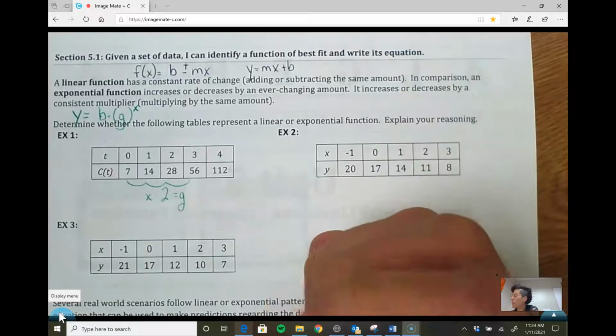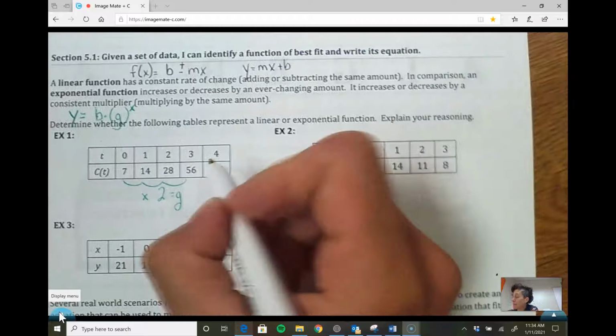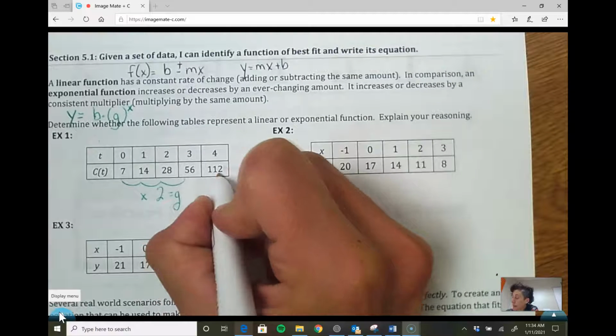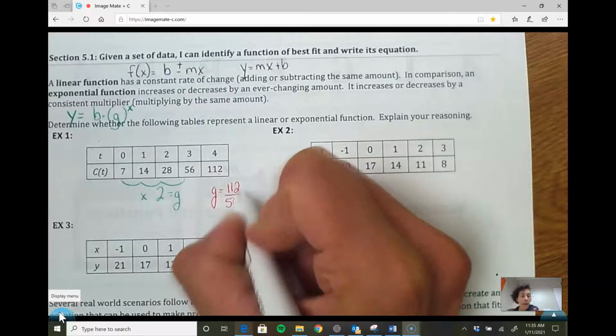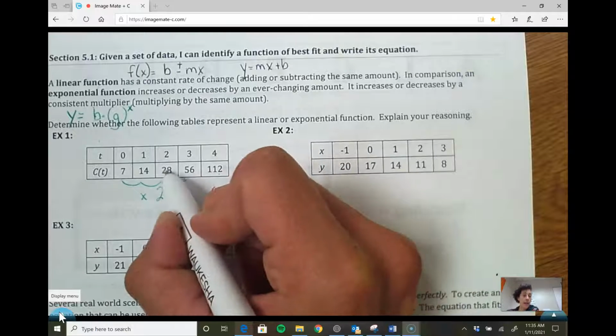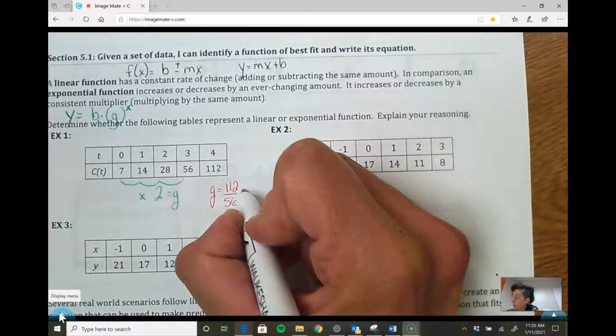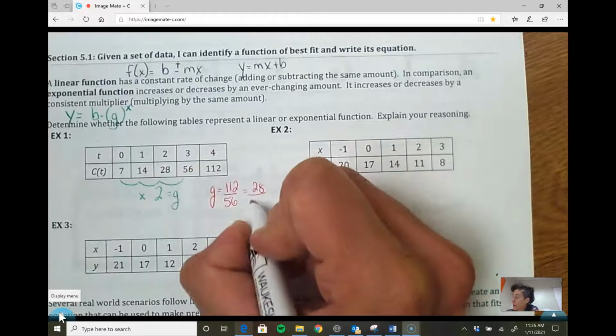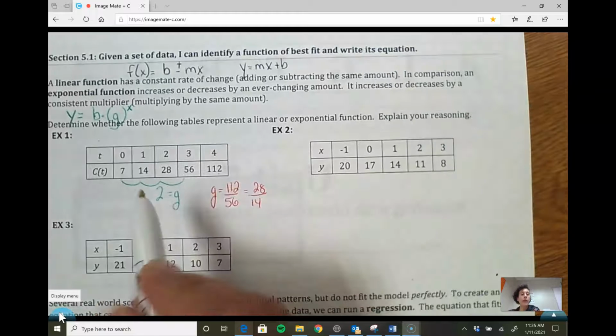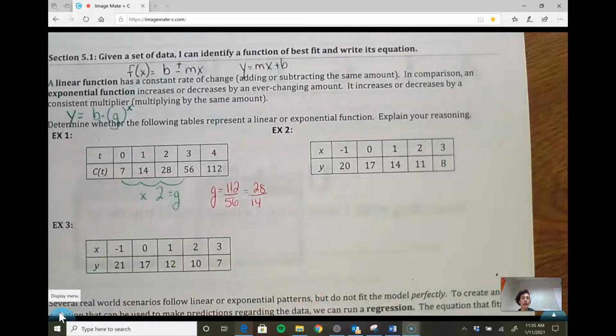So if you can't see what they're multiplying by, take a number and divide it by the value in front. So if I divide those, I get 2. Or I could take 28 and I could divide it by the amount in front of it, and that's also 2. Or I could take 14 and divide it by 7 and get 2.